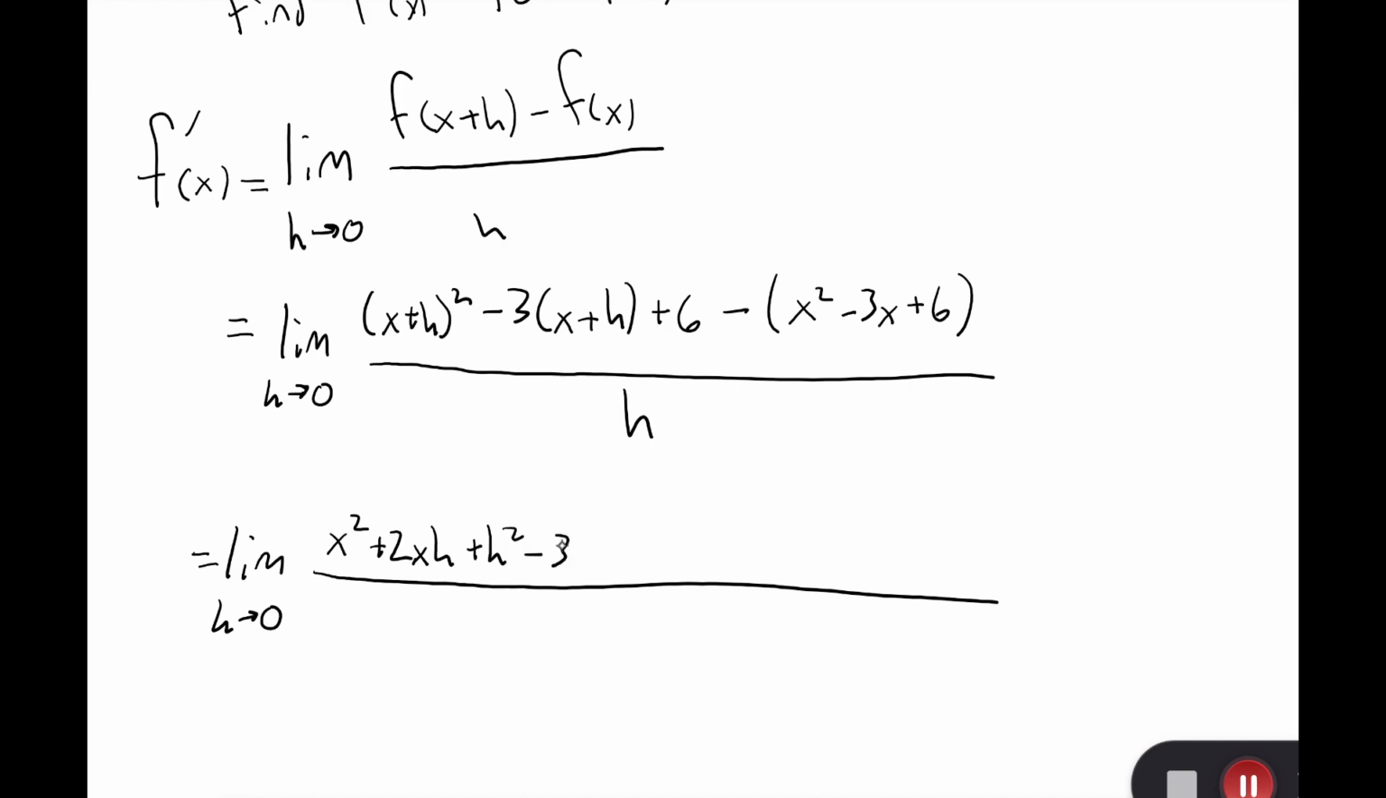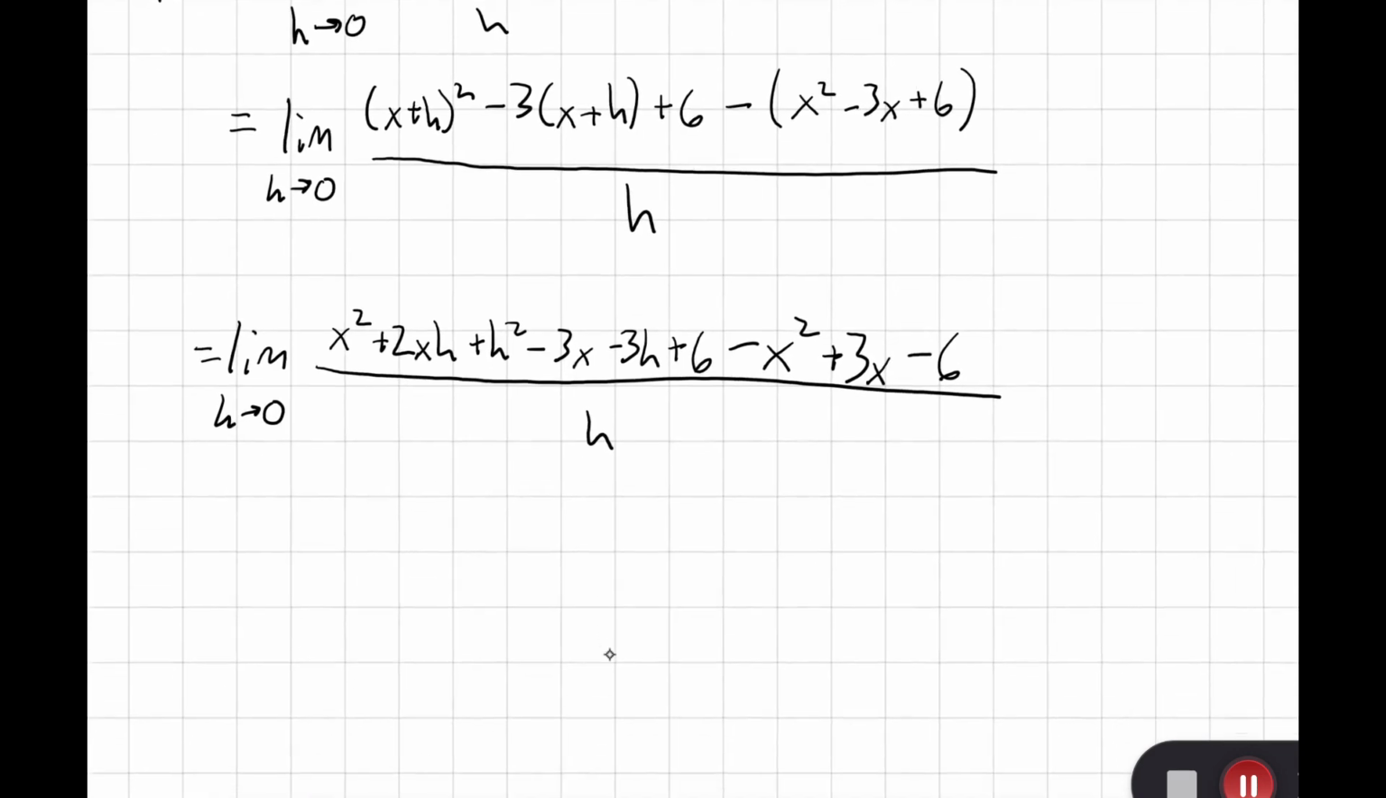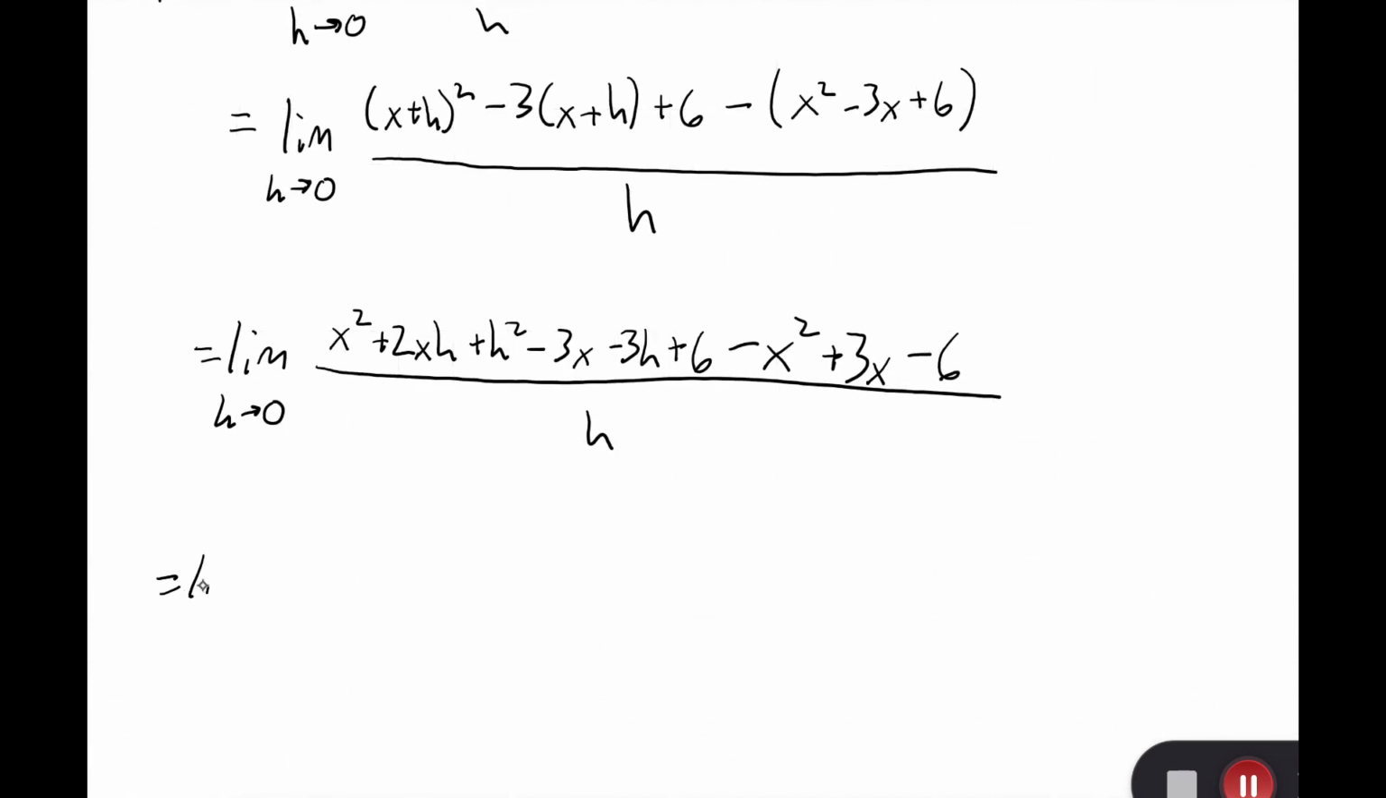Then we have minus 3x minus 3h plus 6. And so that was just getting rid of parentheses from this first piece here, the f of x plus h piece. And I'm going to distribute this negative in, and so we get minus x squared plus 3x minus 6. And all that is still over h. Okay. So we're still evaluating our limit as h goes to 0.